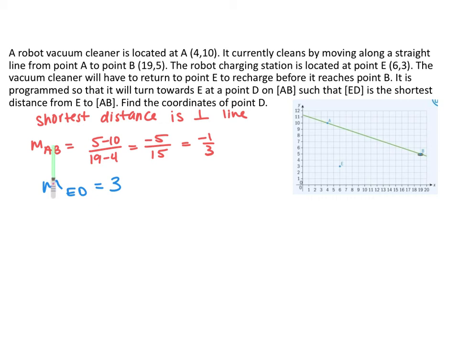The first thing I did was find the slope of the original line AB, and I found that it was -1/3. So the slope of ED, E being where our charging station is and D being on the line AB, is going to be 3. If you haven't already finished, go ahead and pause the video and find where point D is.